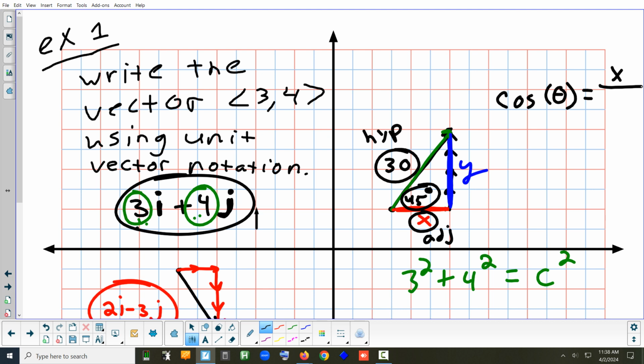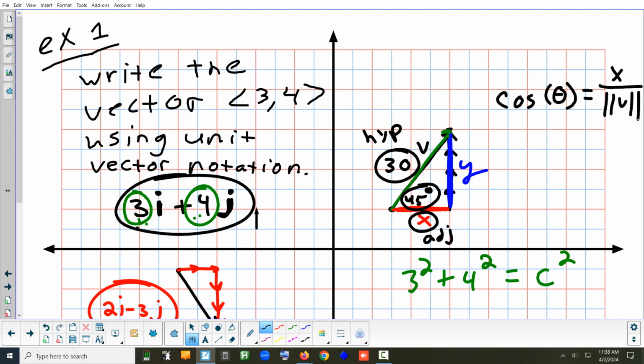So when you write adjacent over hypotenuse, what do you write? Like, what about the adjacent and what about the hypotenuse? The length of them, yes. Or when we talk about vectors, we don't call it the length of the vector, we call it the magnitude, exactly. The magnitude of, let's just call that green vector V.